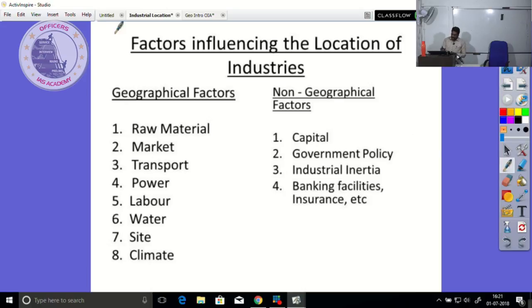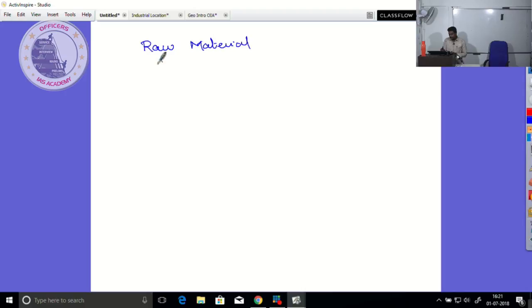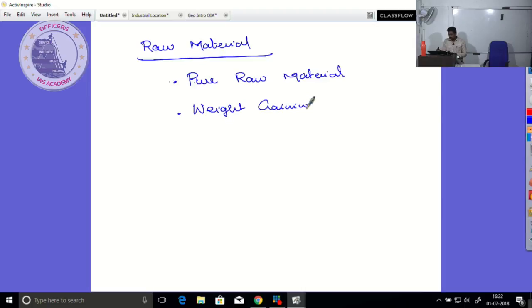First and foremost, I said raw materials. Any industry needs a raw material, no denial about it. But there are primarily two types of raw material, or let me put it this way, three categories. One, pure raw material. The second, weight-gaining raw material. And third, weight-losing raw material. So: pure raw material, weight-gaining raw material, and weight-losing raw material.